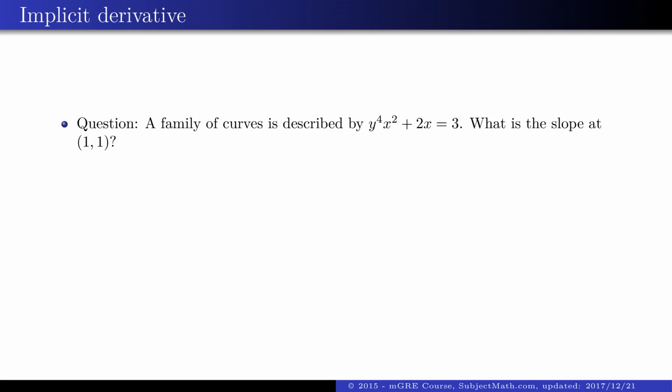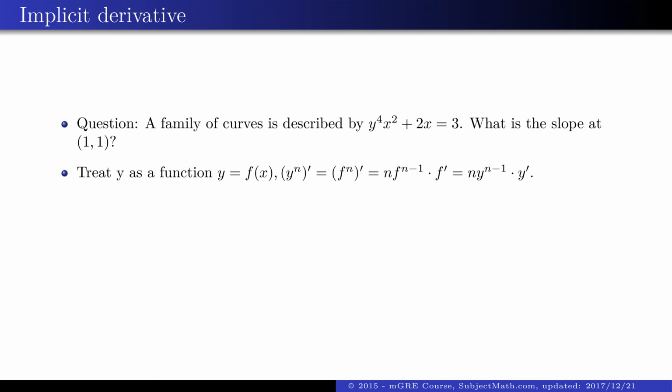What happens when we do not have a specific formula for y as a function of x, like in the following question? We treat y as a function and use the derivative formula for the composition of functions. This is called implicit derivative. This is the implicit derivative of the previous equation, and we conclude the following relation for y prime at 1, 1. So the answer is -1.